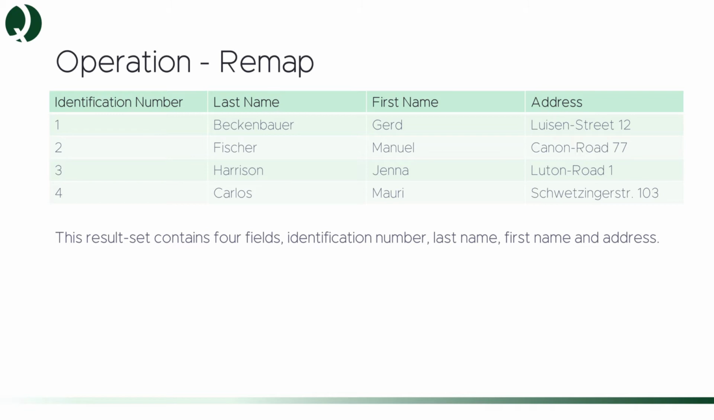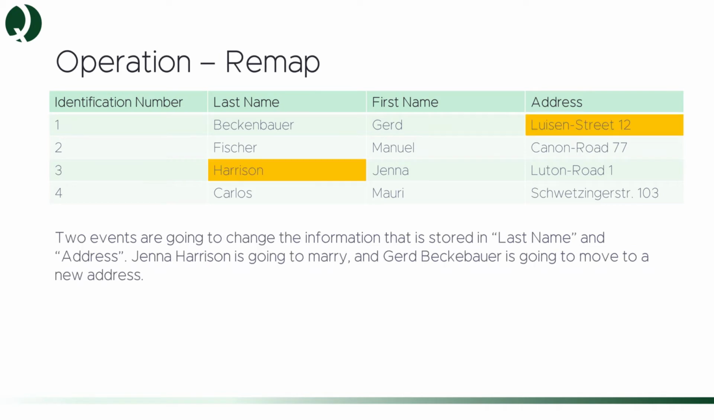In our example, we are confronted with two events. Gerd Beckenbauer moved to a new place and Jenna Harrison married her husband. That means we need to update the address column for the person, Gerd Beckenbauer, and we need to update the column name for Jenna Harrison. Her last name changed from Harrison to Stark.